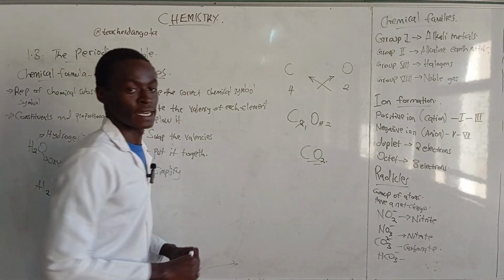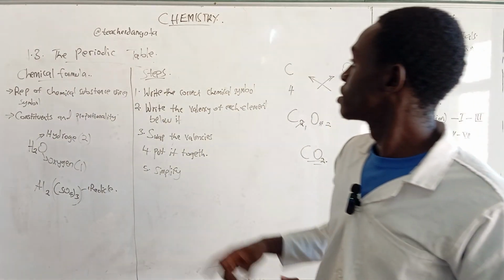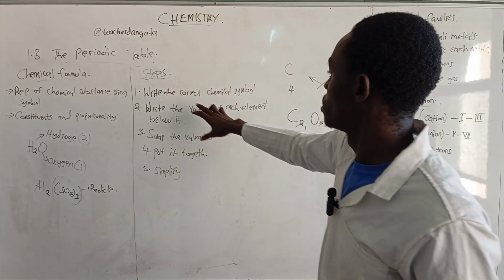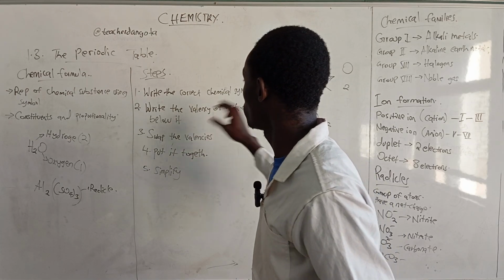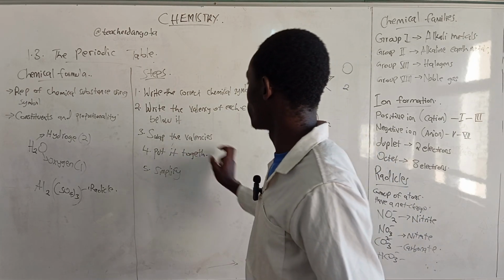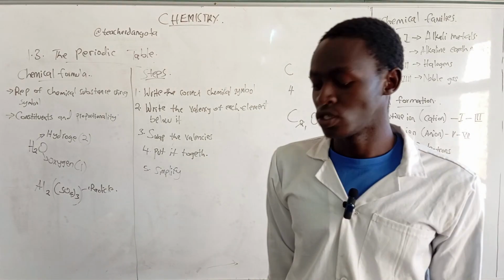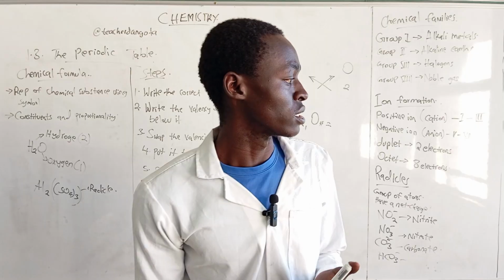So, when you're writing the chemical formula, just follow these steps. You write the correct chemical symbol, then you write the valency of each element below the symbol. Then you swap the valencies, then you put it together, and finally you simplify to end up with your answer. So it is just that easy.